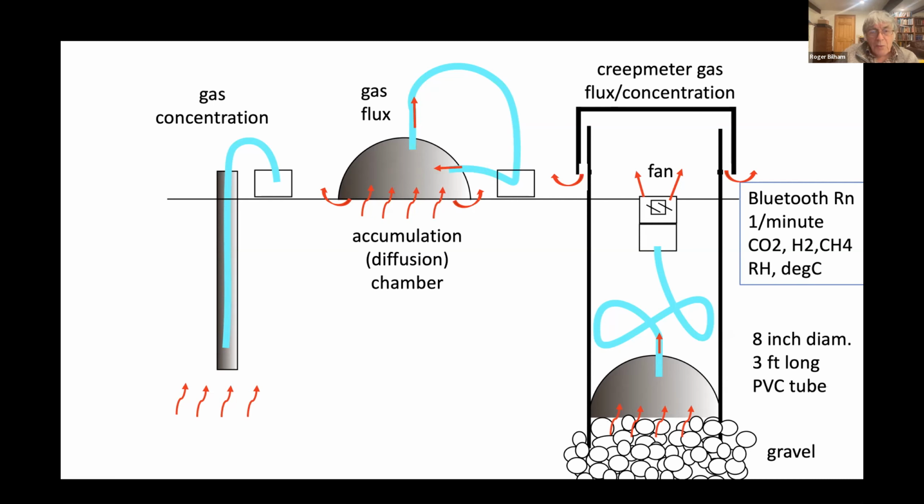We put a hemispherical bowl at the bottom. You have a little fan that sucks the gases from the bottom to the top and vents them out to the surface. And the detectors are now much easier to make than they were 20, 30 years ago. We measure carbon dioxide, hydrogen, methane, and various other things. Radon turns out to be very easy to measure now. You can get Bluetooth radon gadgets. You just walk up to the sensor and download it.